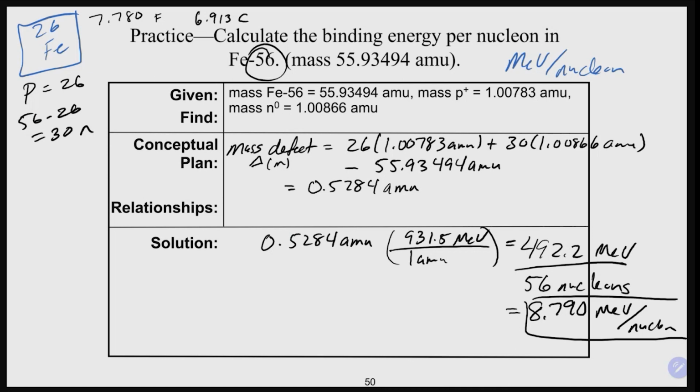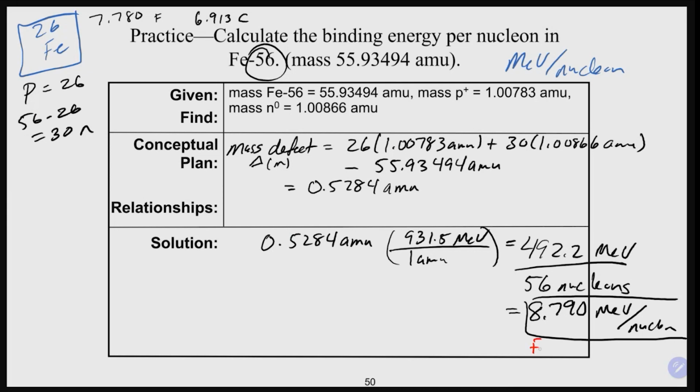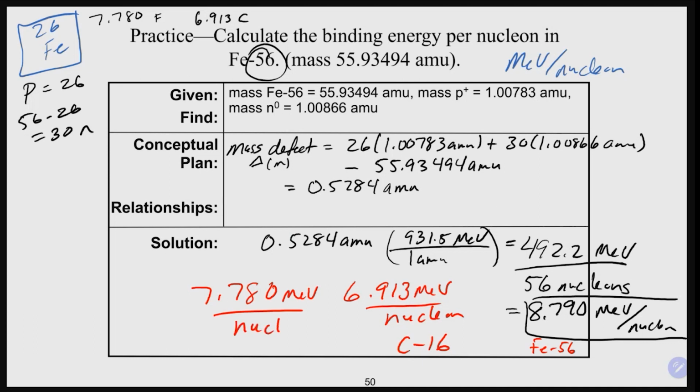First off, any question on the calculation there? All right, so to finish up, as I mentioned, we can use our nuclear binding energy per nucleon as a symbol of stability. This is iron 56. Earlier we calculated 6.913 mega electron volts per nucleon for carbon 16, and originally we did 7.780, I think, mega electron volts per nucleon for fluorine 19.